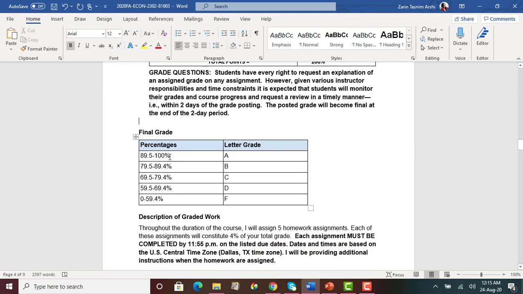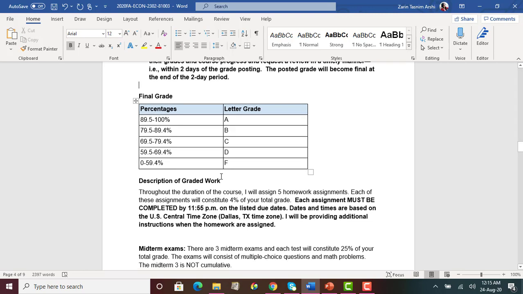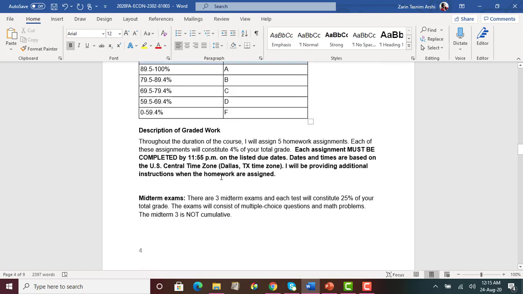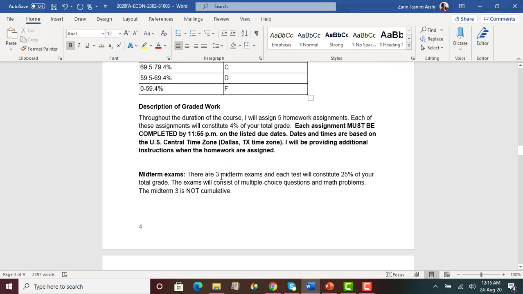Next, the final grade. Between 89.5 and 100%, you will get an A. 79.5 to 89.49, you will get a B. 69.5 to 79.49 is a C, and so on. Sometimes I curve the exams based on how the overall class is doing, and that will also help you boost your grade.